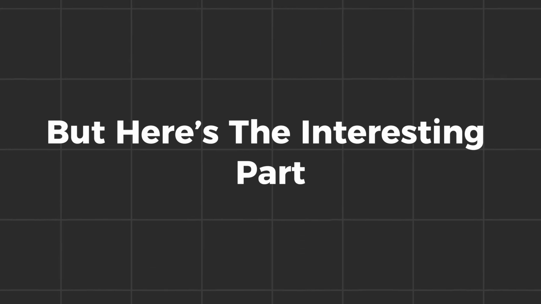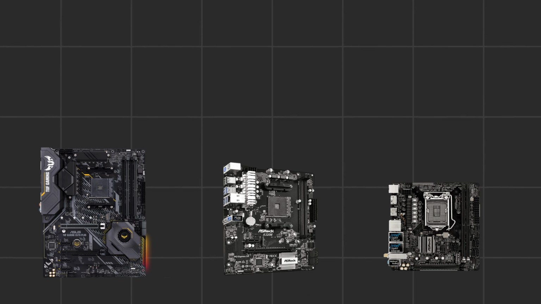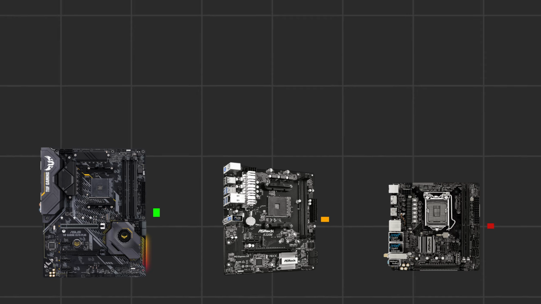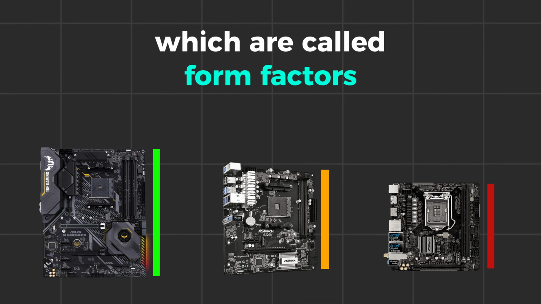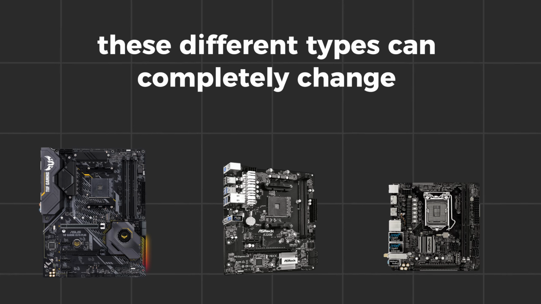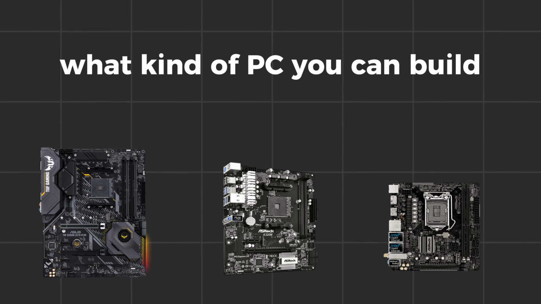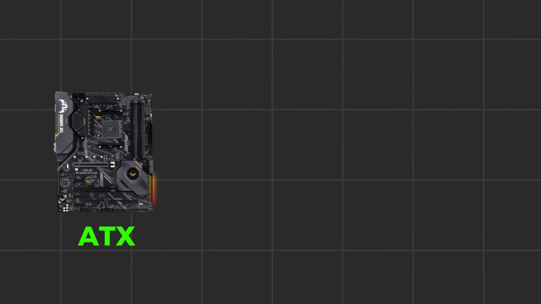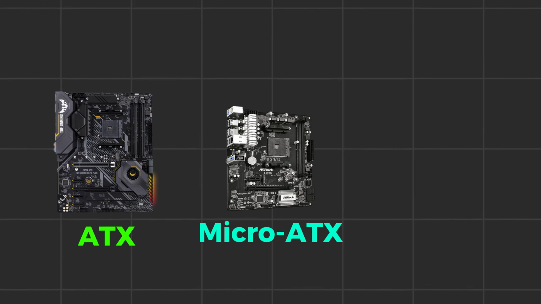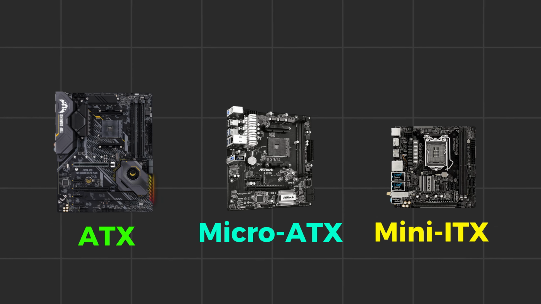But here's the interesting part: not every motherboard is built the same. They actually come in different sizes and designs, which are called form factors, and these different types can completely change what kind of PC you can build. The three most common motherboard form factors are ATX, Micro-ATX, and Mini-ITX.